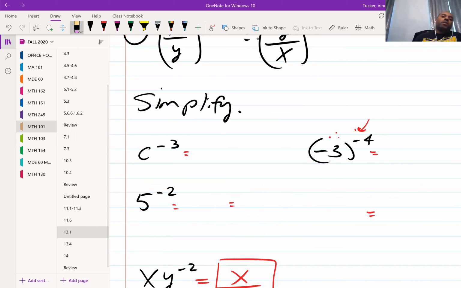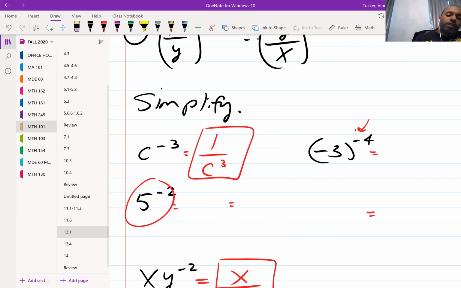All right. So we have c to the negative third power. We want to simplify. In other words, we want to write it without the negative exponent. You would just write 1 over c to the third power. So you take that c to the third power, bring it down to your denominator to make that exponent positive. Same thing happens here, 5 to the negative second. That'll be 1 over 5 squared. And then 5 squared is 25, so that's 1 over 25.